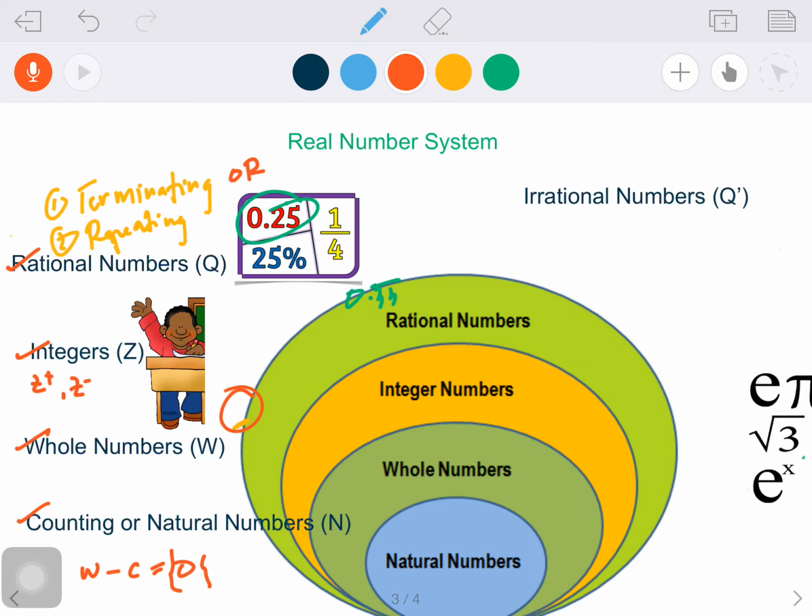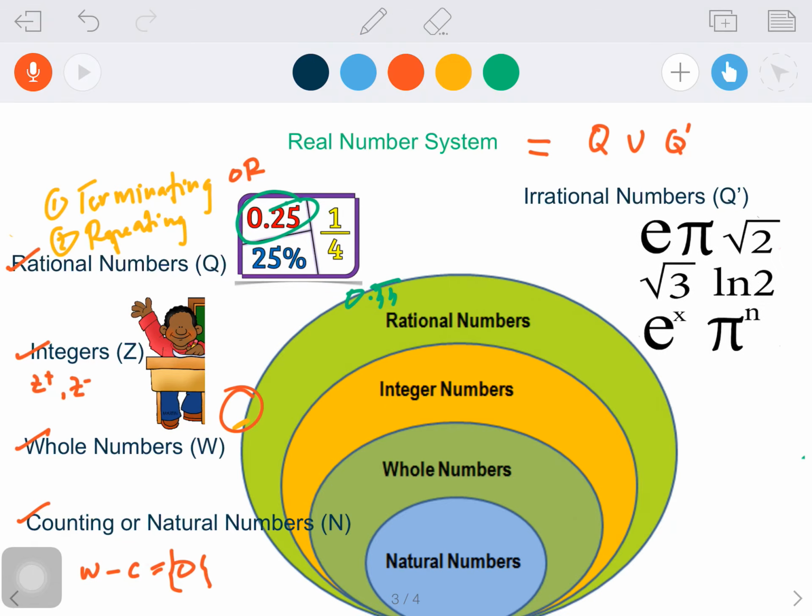And now moving on to the last, we go to irrational numbers, which is Q prime. You will notice that rational numbers is Q, which means that rational numbers union irrational numbers is equal to your real number system. Q prime is equal to your universal set, which is the real number system. And what are these irrational numbers? These are the examples. These are weird looking numbers, right?